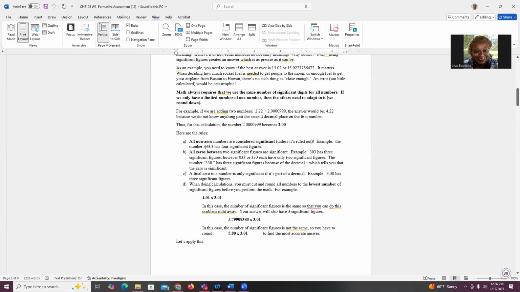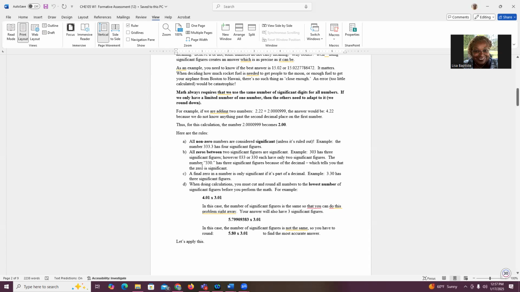The first rule is all non-zero numbers are considered significant unless it's ruled out. Example, the number 333.3 has four significant figures. All of those numbers are significant. There are no zeros. And when we're talking about significant figures, keep in mind this does not mean that these numbers are not important for the calculation. It simply is a way that we use in order to know how to round our final answer.